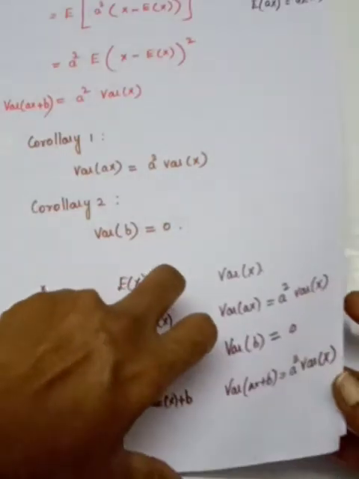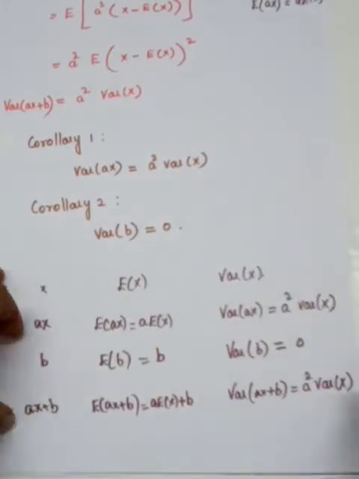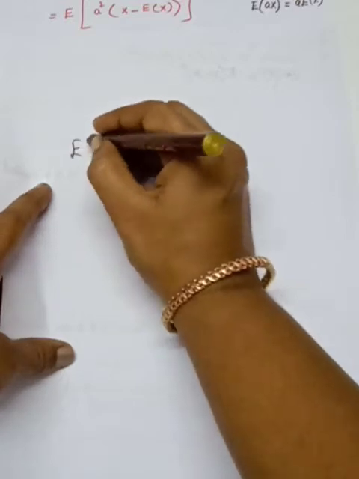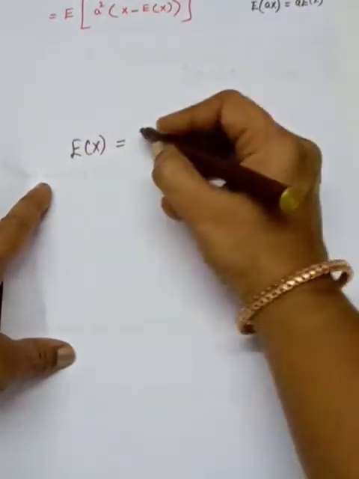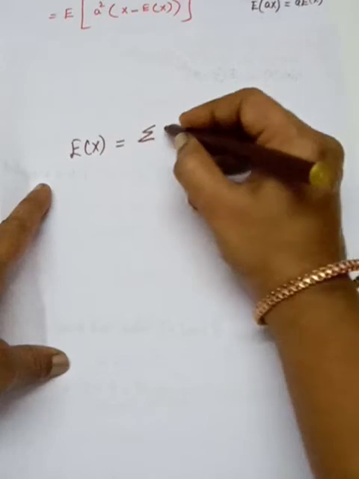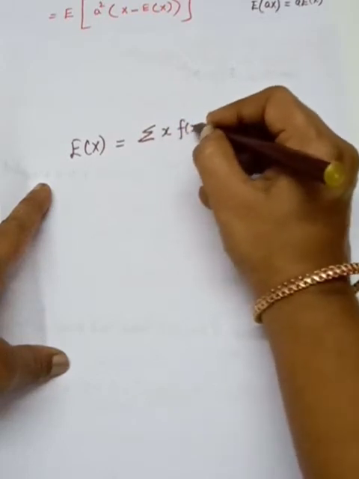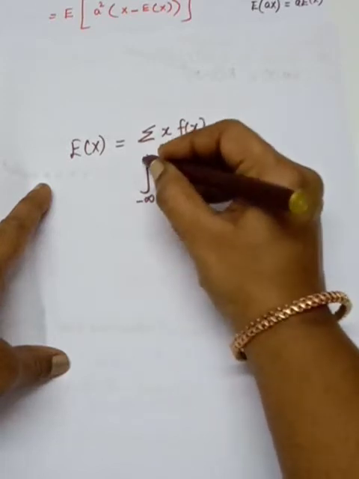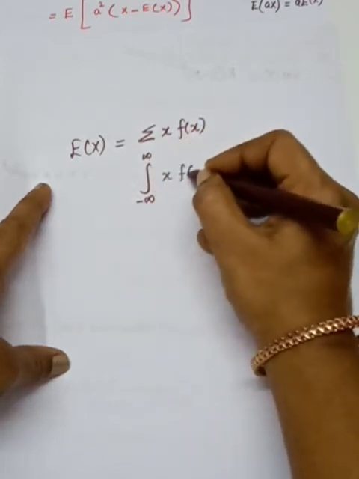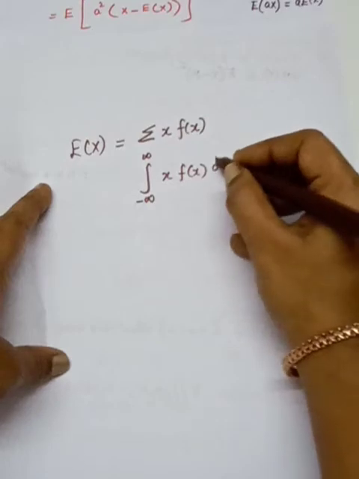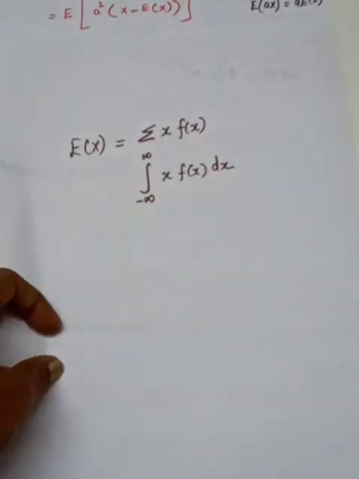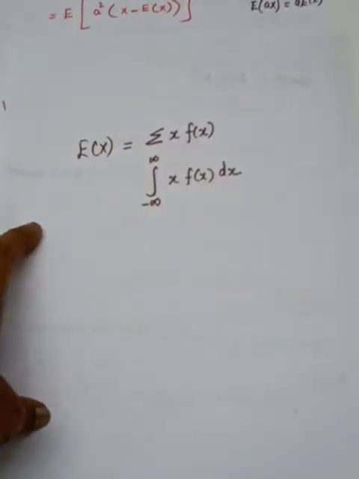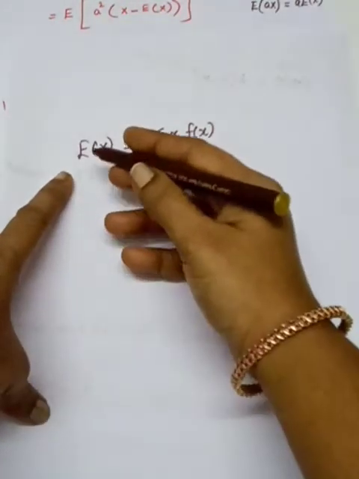So we have learned E of x and the variance of x. Let me just recall the formula. E of x is equal to, what is it? If the random variable is discrete, it is the sum of x into f of x. If it is continuous, instead of summation, you have to write the integral from minus infinity to plus infinity of x into f of x, and here integration comes, so you have to write dx. This is the expected value, the mean, or E of x.